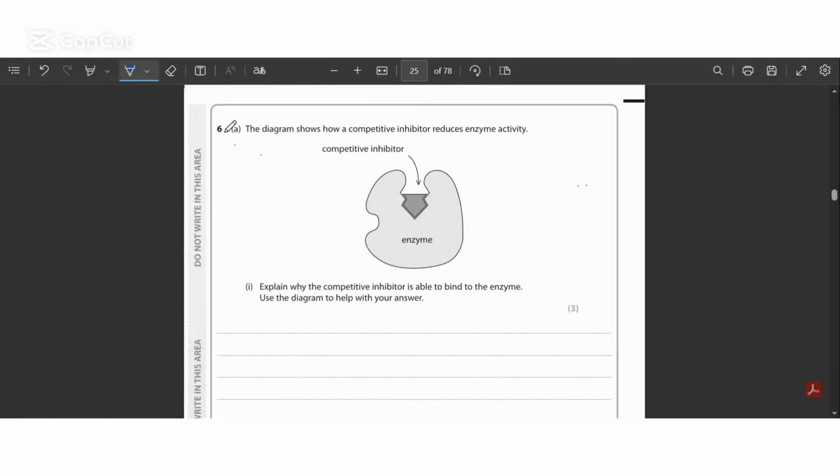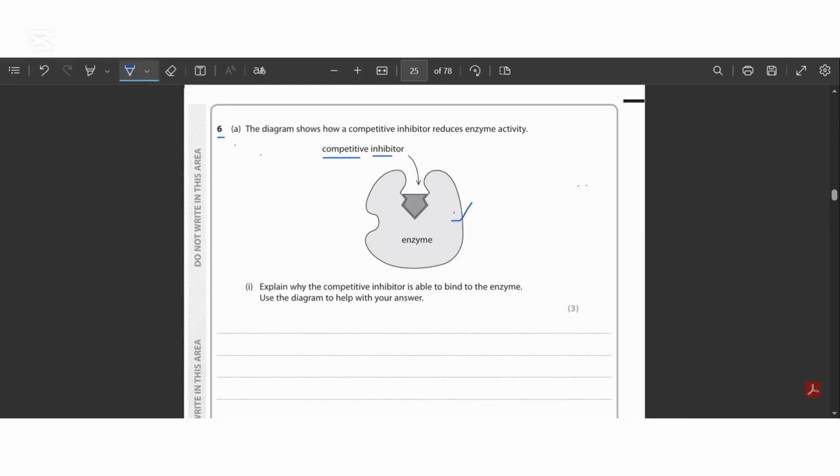This is the IGCSE Human Biology June 2019 Sample Assessment Paper 1, question number 6. So let's begin. Here, part A says that the diagram shows how a competitive inhibitor reduces enzyme activity. Here they have provided us a structure of an enzyme and a substance, which is basically the inhibitor, the competitive inhibitor that has fit into the active site right over here.